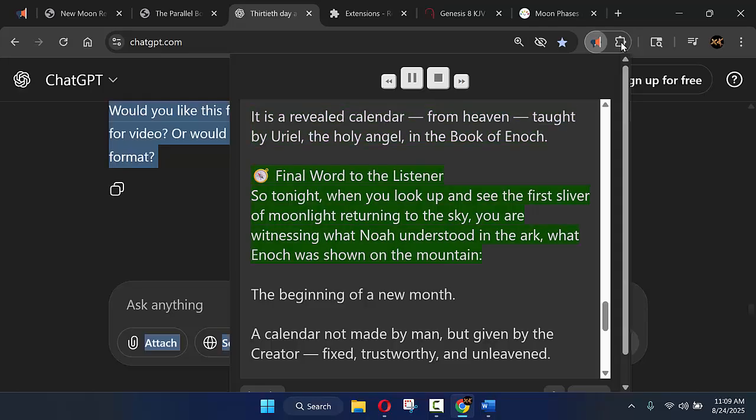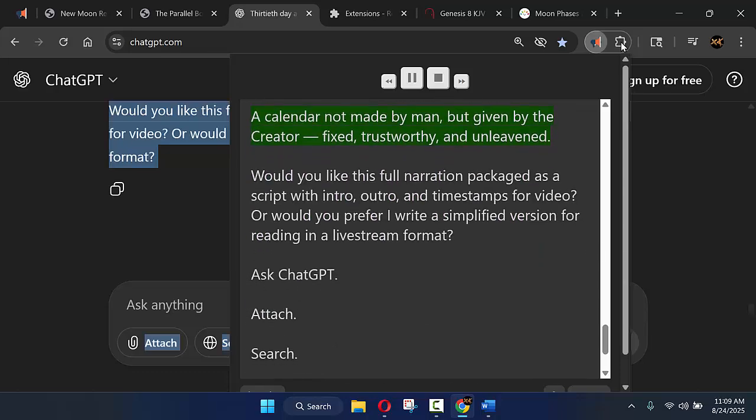Final word to the listener. So tonight, when you look up and see the first sliver of moonlight returning to the sky, you are witnessing what Noah understood in the ark, what Enoch was shown on the mountain. The beginning of a new month. A calendar not made by man, but given by the Creator, fixed, trustworthy, and unleavened.